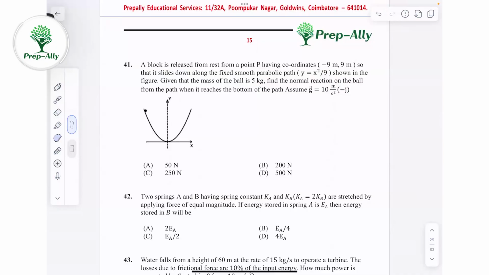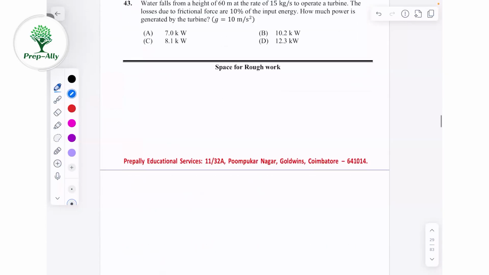A block is released from rest from a point P having coordinates (-9, 9). It slides down along a fixed smooth parabolic path shown in the figure. Given that mass of ball is 5 kg and normal reaction. So we have to get the normal reaction as it reaches the bottom. Let us say it acquires some velocity v at the bottommost point. It starts from here. It has fallen through a vertical height of 9 meter. So from the conservation of energy, it starts from rest, so there's initially no kinetic energy. The loss in potential energy of the mass is equal to its gain in kinetic energy.